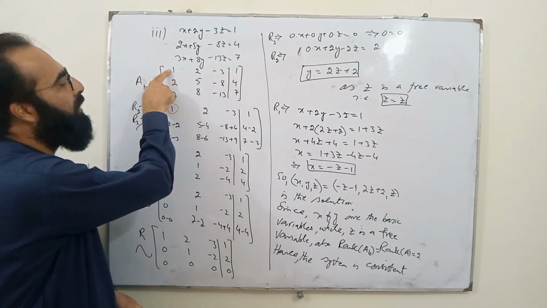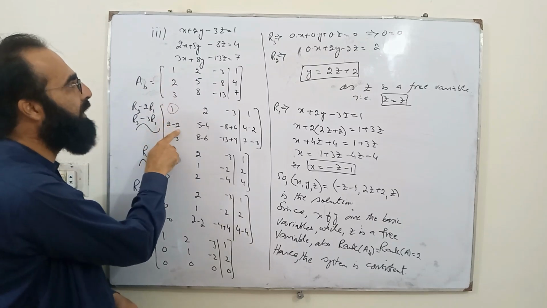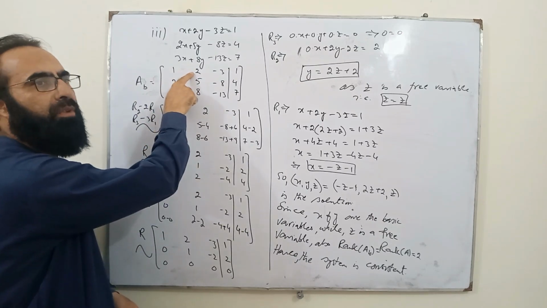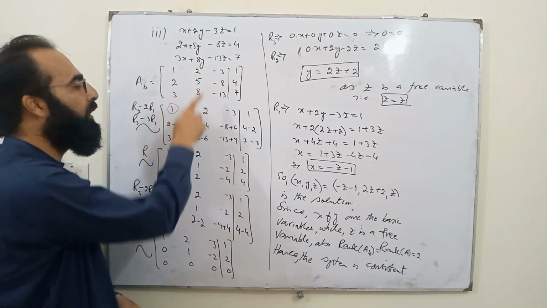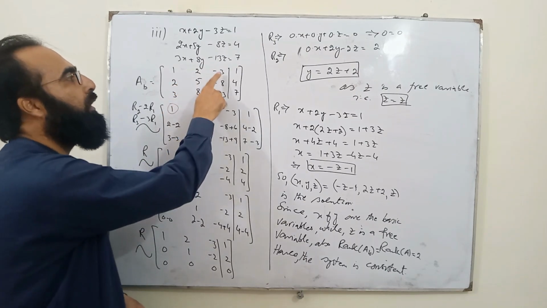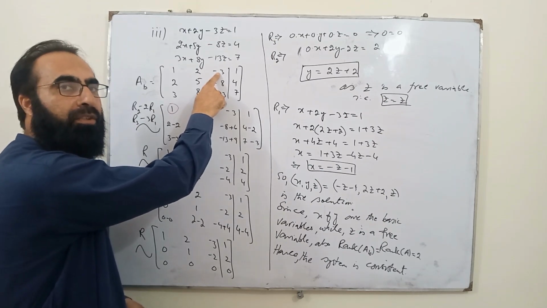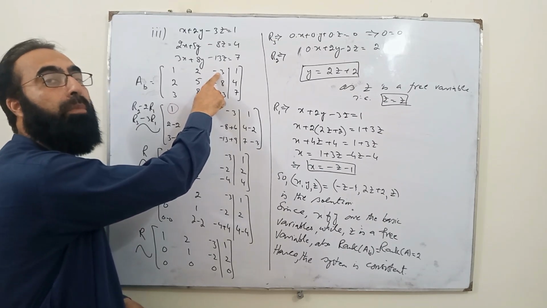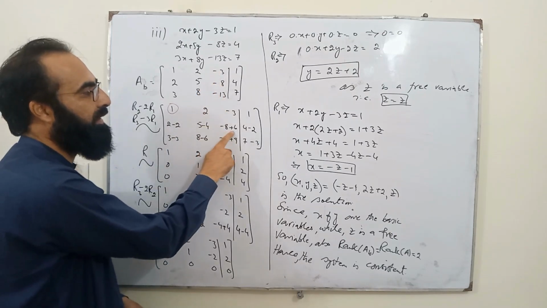Now 2 times of 1 gives us 2 and subtract that 2 from this 2, we will get 2 minus 2. 2 times of 2 gives us 4 and subtract that 4 from 5, we will get 5 minus 4. 2 times of minus 3 gives us minus 6, and due to subtraction that minus 6 will become plus 6. So we will get minus 8 plus 6.